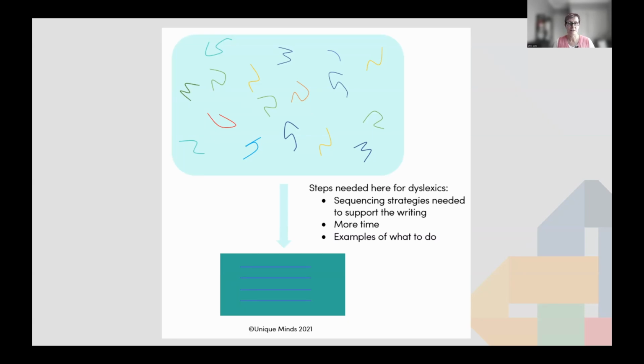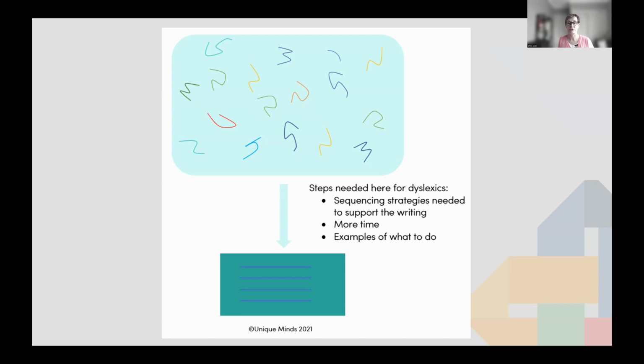Dyslexics think about this as fluff. It clogs their thinking when they have to do it. Fluff can also be the extra words that people use to give them information, and they have to sort through that fluff to understand what the important parts of that information are.